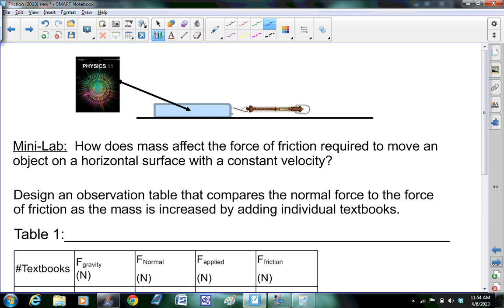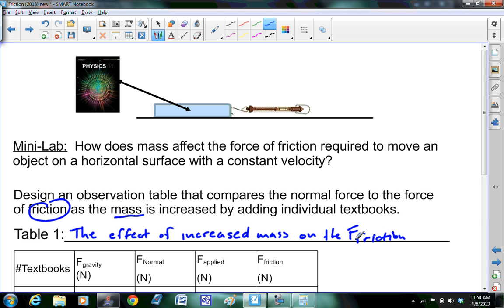So let's take a look at a situation we're going to be looking at in a mini lab where we are going to investigate the effect of increasing mass on the force required to move a textbook across the table. In other words, the effect of mass on the force of friction. So that might be a good title over here. So the effect of increasing mass on the force of friction.